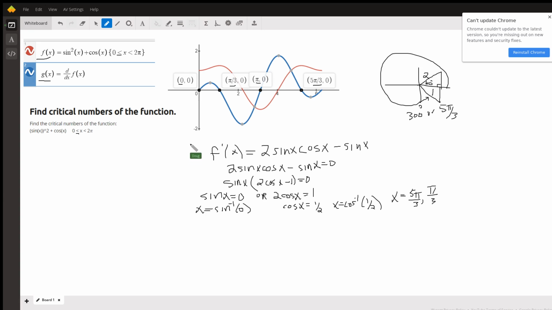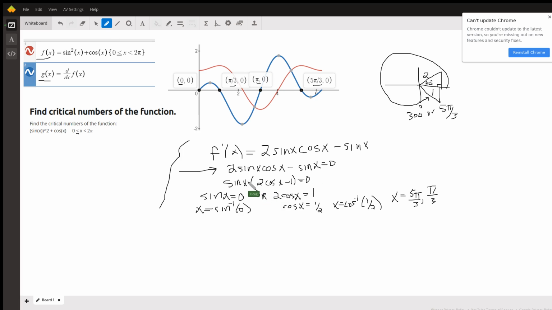If we had to calculate f prime manually, we apply the power rule followed by the chain rule, bring the 2 down front, 2 sine of x, then the derivative of the inside is cosine, and the derivative of cosine is minus sine. So we set the first derivative equal to 0. How do we solve for x? Well, start by factoring out a sine of x.